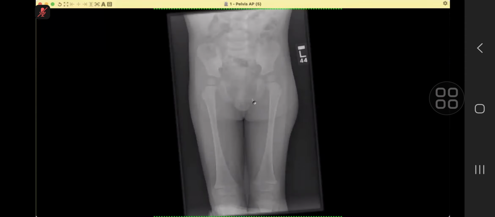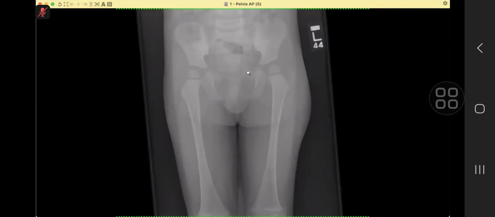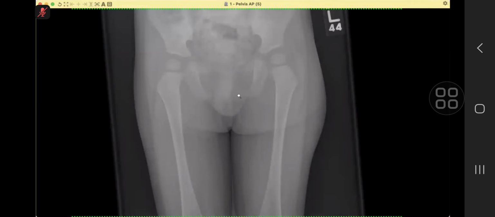So now you can see it here, look at the gap, extremely large gap. So that was the finding. Okay, well done. Next case.